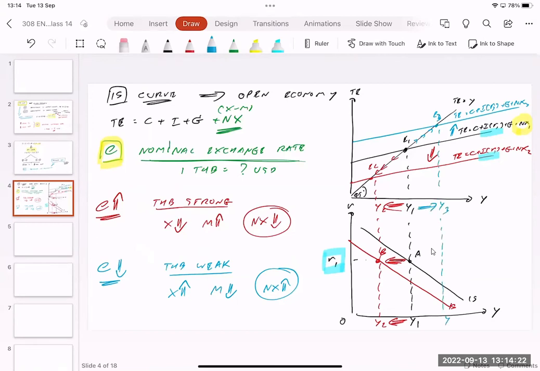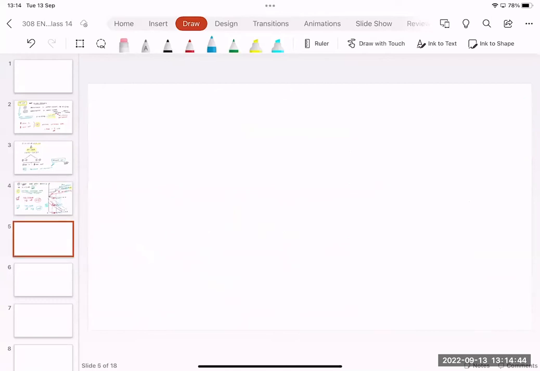And again, the real interest rate is still the same. So it is the case that the IS curve shifts to the right, from point A to point B. Oh, sorry, shift to the right from point A to point C. Then we can make a conclusion.